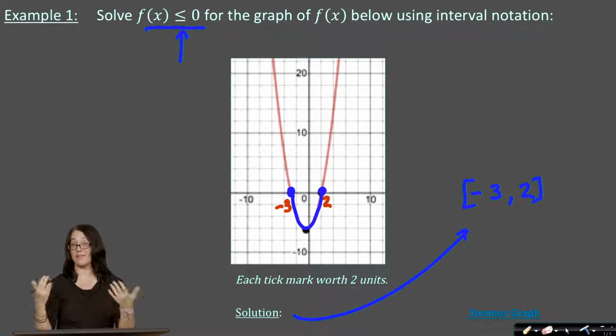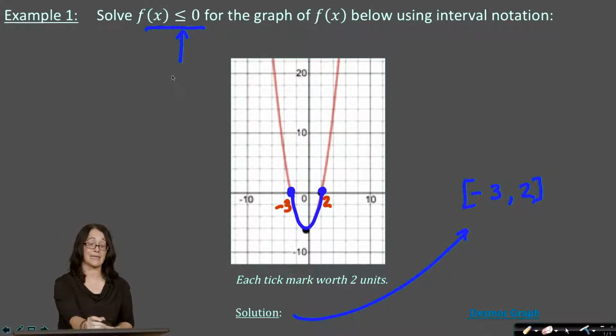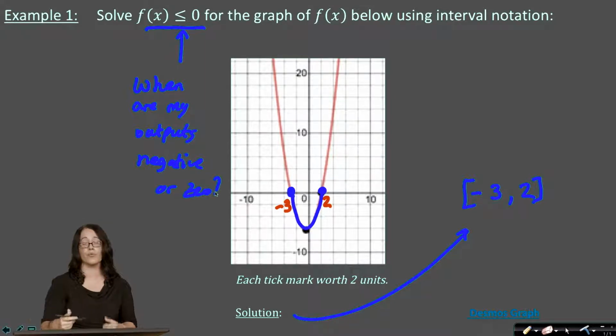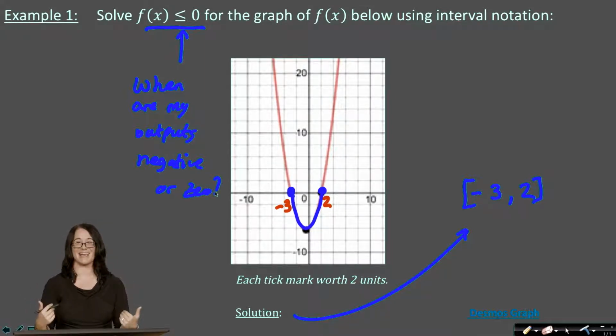So again, when I'm giving you the graph, I hope you can answer these questions. But unfortunately, in my in-class experiences for testing, I've seen many students skip these questions because they don't know what it's asking. So make sure you practice enough so you know what this is saying. It's saying, when are my outputs, in other words my y values, negative or 0? That's what it's saying. In other words, on or below the x-axis.